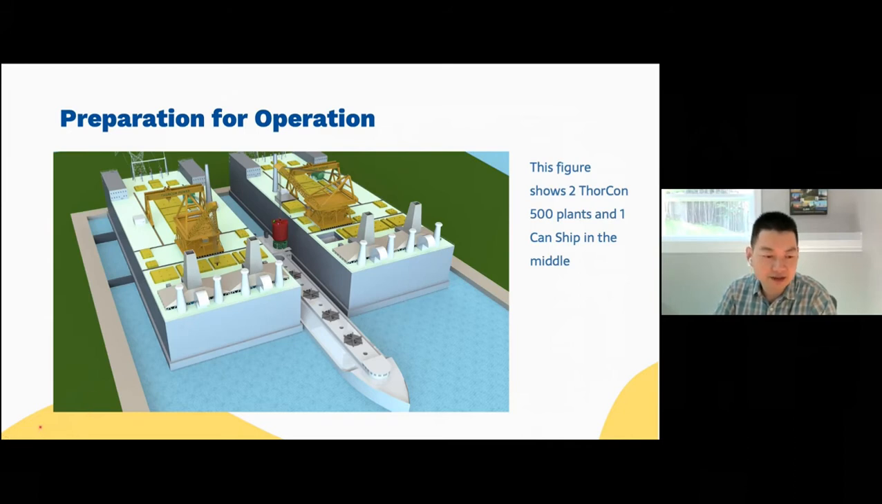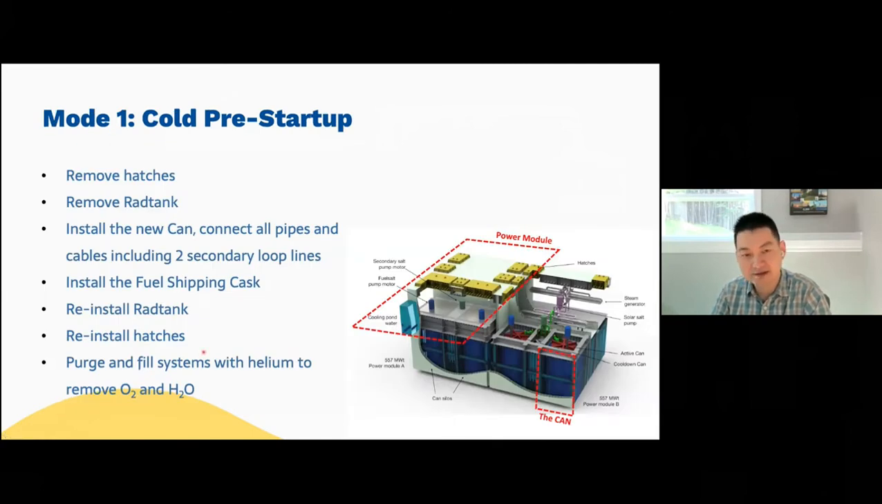So how do we start the power plant? We enter mode 1, which we call the cold pre-startup. Now here I only list the major steps. There are more steps. We do have a document that describes the detailed operation, but here I'm only listing the most important ones. First of all, we have to remove the hatches, which you can see on the screen. It basically covers everything, so we have to remove that.